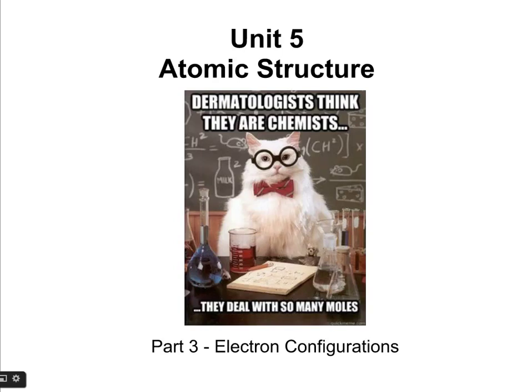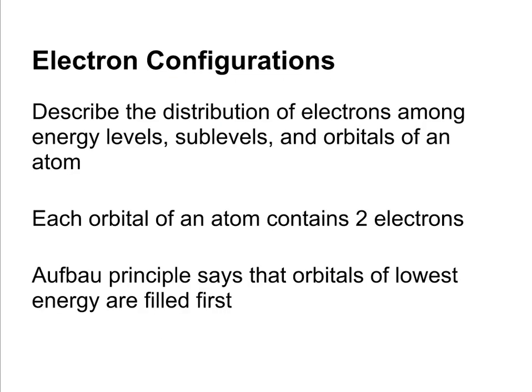Part 3 of Unit 5 is about electron configurations. Electron configurations describe the distribution of electrons among energy levels, sublevels, and orbitals of an atom. It tells us where the electrons are. Each orbital of an atom contains 2 electrons. And this rule called the Aufbau principle says that orbitals of the lowest energy are going to be filled first.